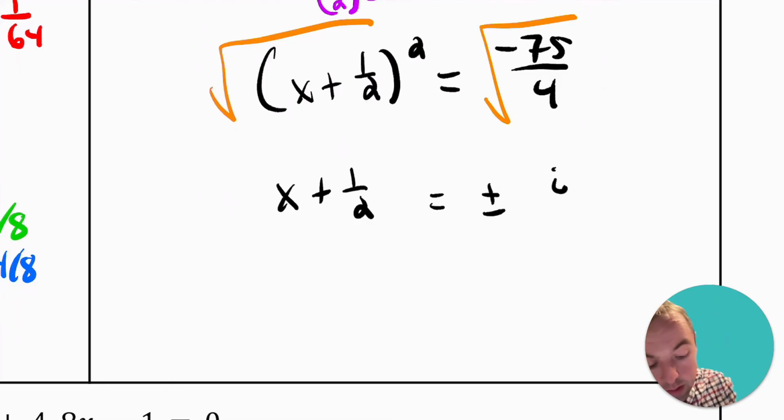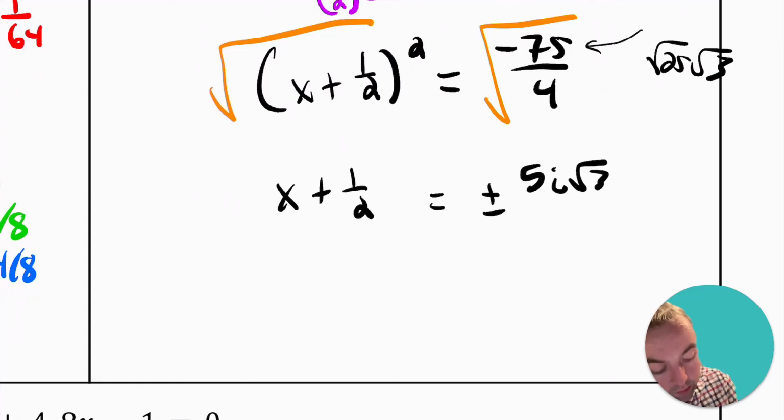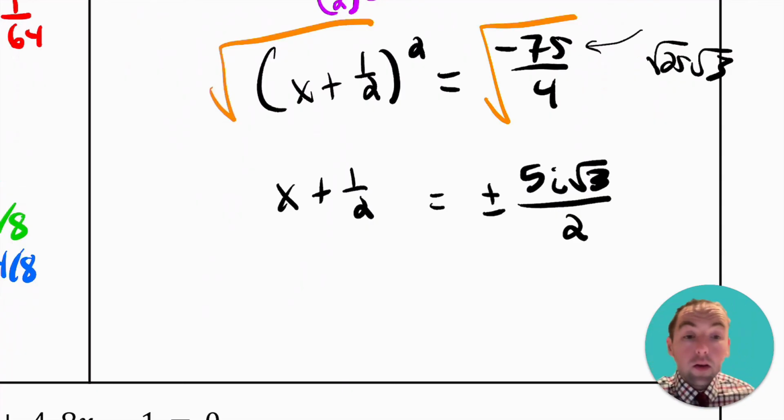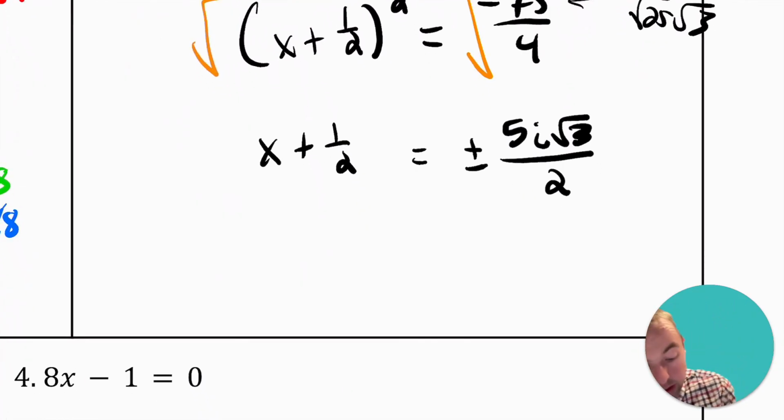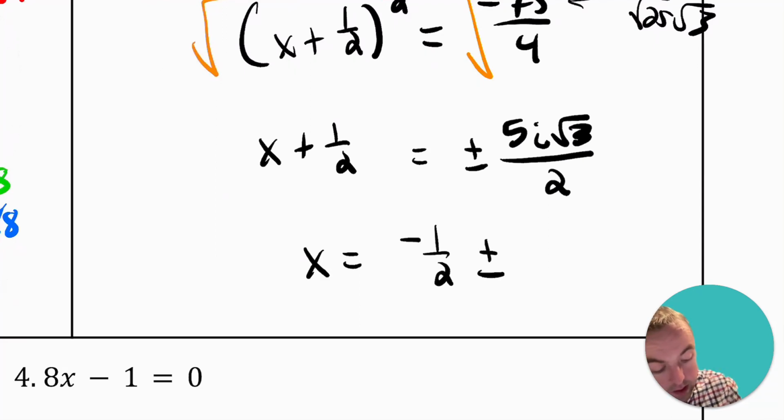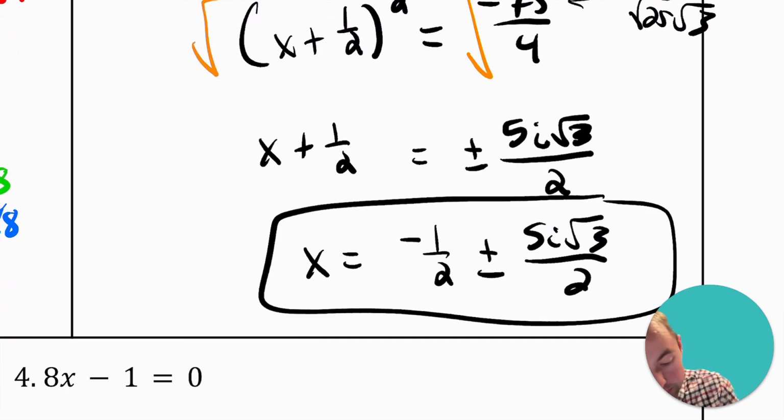75 itself is not a perfect square, but we know that the square root of 75 is the square root of 25 times the square root of 3. So you'll be able to write that as 5i root 3 when you simplify that part. And then 4 is a perfect square, so it's just going to be 2 there in the denominator. So finally, if you subtract that 1/2 to get the x alone, then x will be equal to negative 1/2 plus or minus 5i root 3 over 2.